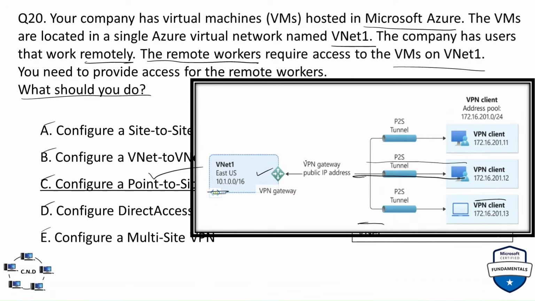And this is just a visual of this scenario. Let's suppose this is our VNet1 that we want to connect. It is inside the cloud, let's suppose our Azure cloud. And these are, let's suppose, our remote workers, and these are their clients. So in order to connect securely from these clients to this VNet1, we will use the P2S or point to site VPN. So the correct option, in order for remote clients to connect to VNet1, is the point to site VPN.